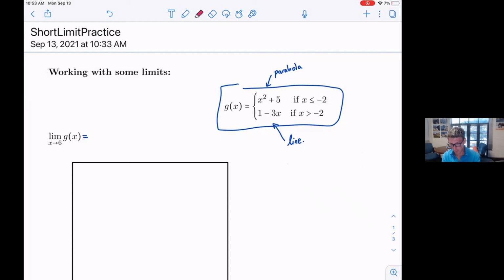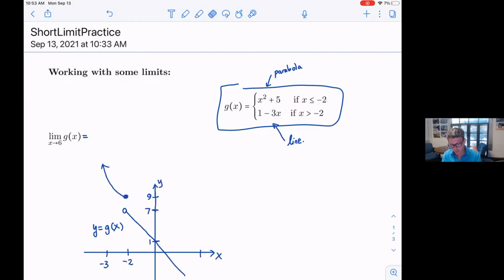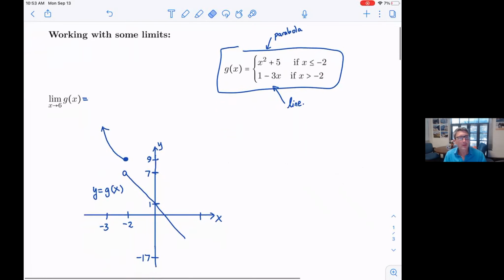So I'm going to show my picture here. Got it drawn in here. So the picture I have is, right, we want the line for values to the right of -2. So I've drawn the line 1 minus 3x. And what I did was really, I drew the whole line. It went all the way through. And then I erased everything to the left of -2.